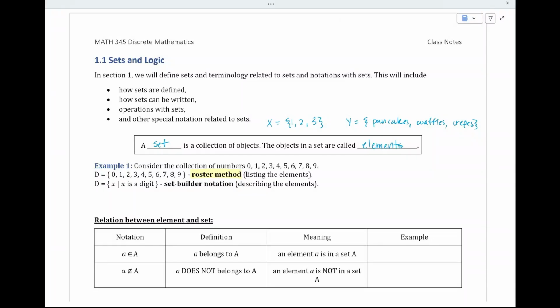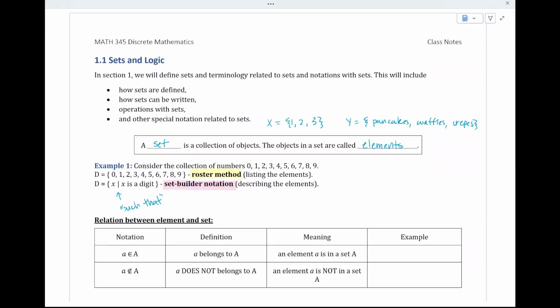Another way that I can use to list the elements in a set is called set builder notation. And that's not necessarily listing the elements, it's describing the type of element that is in the set. So this one is D, which is the set of all X, such that, that's what this vertical bar means, such that X is a digit. So any of these digits up here would be in this set D. This is set builder notation.